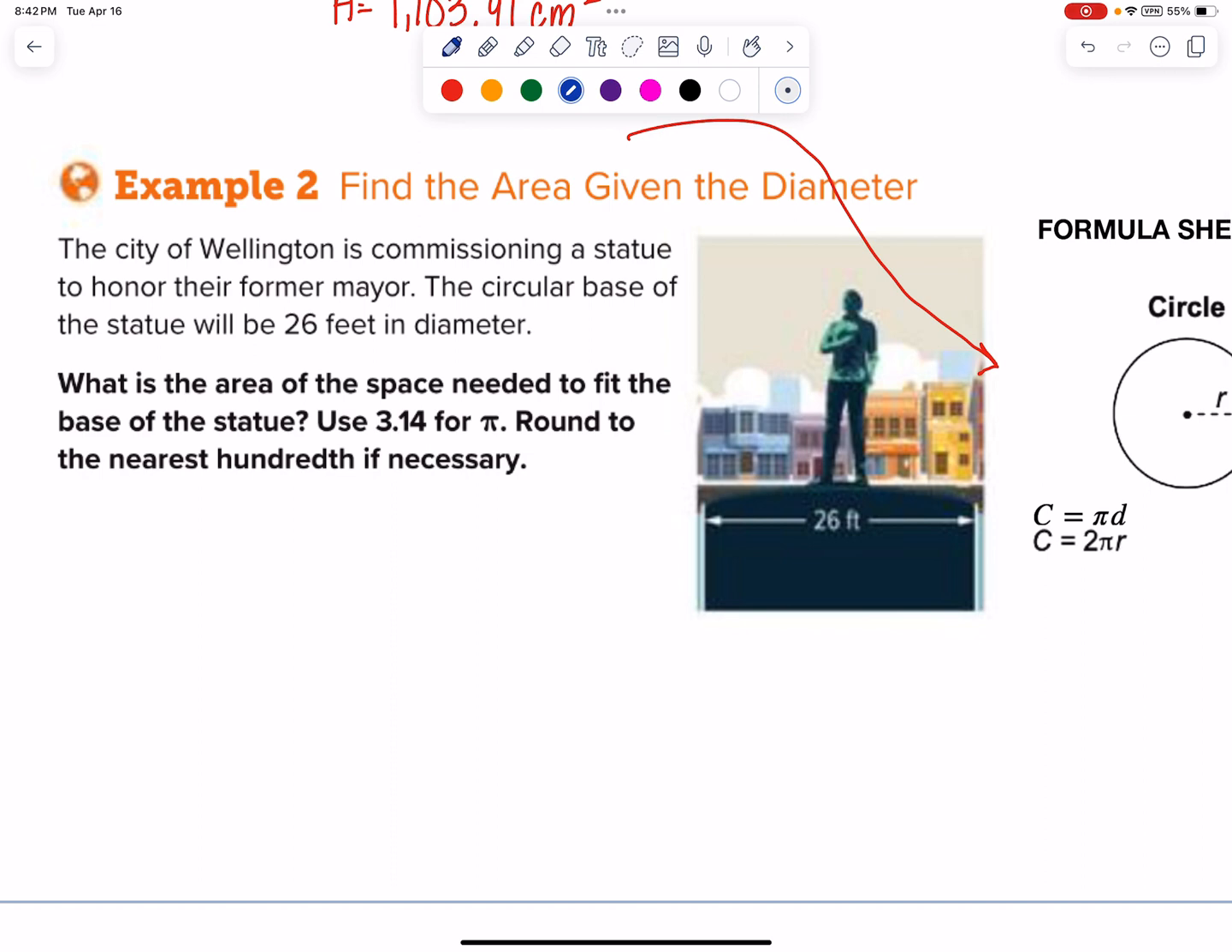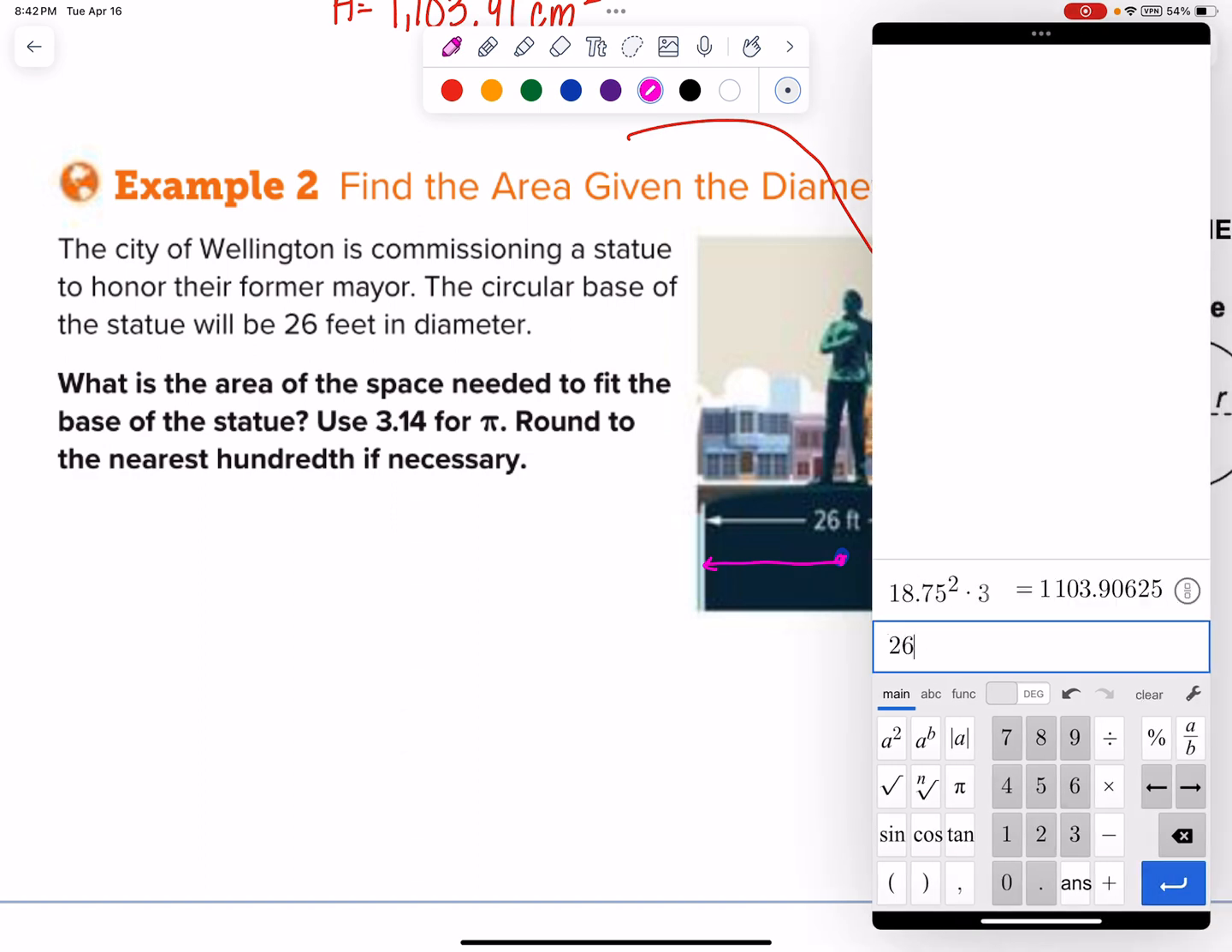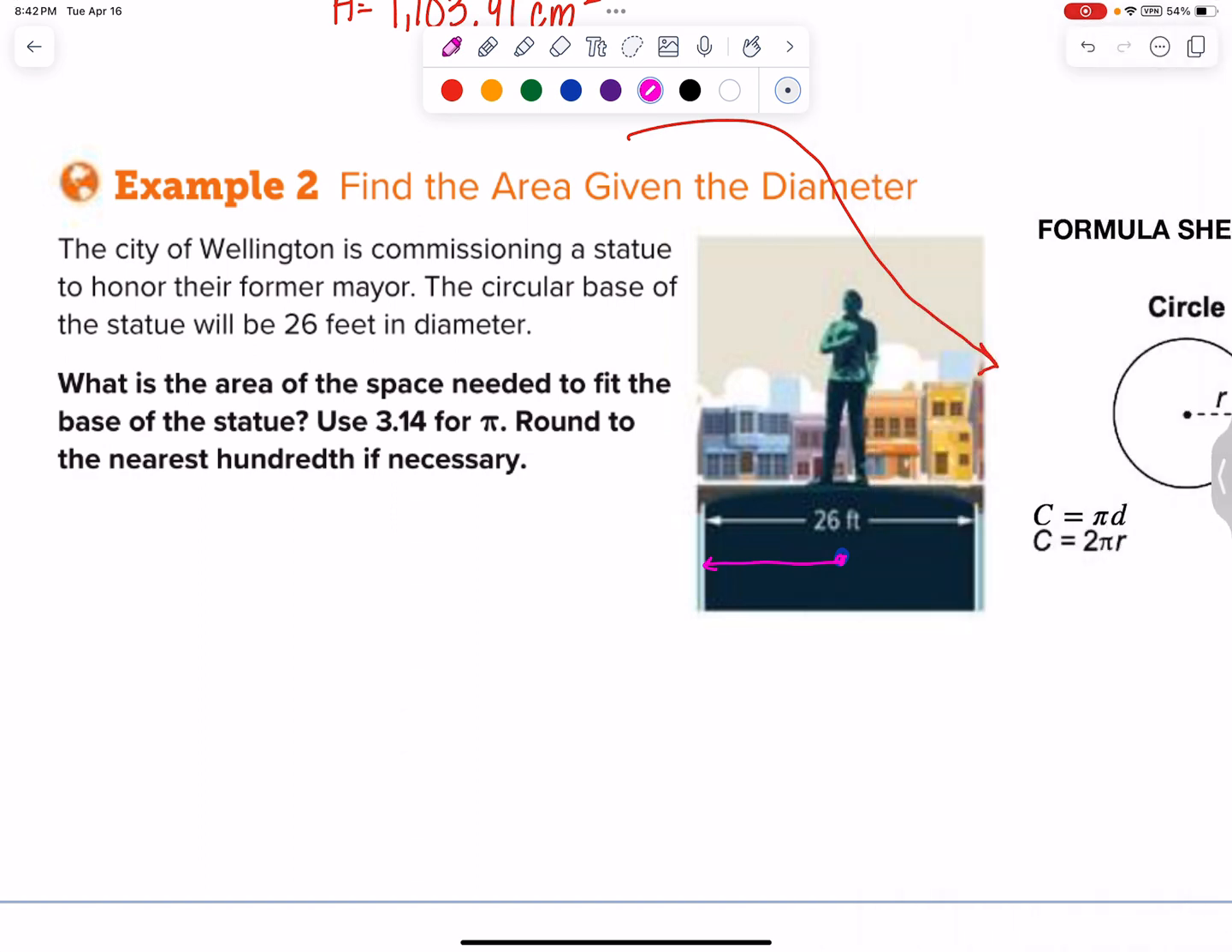So the city of Wellington is commissioning a statue. This circular base has a 26-foot diameter, okay? I don't want to work with the diameter, so I'm going to just right away ignore that and find the radius. So 26 divided by 2 is 13. So we're going to work with 13 feet as a radius instead. So just be careful about that, okay? We have our radius here that we're going to use. What is the area? Okay, so let's go ahead and solve it.